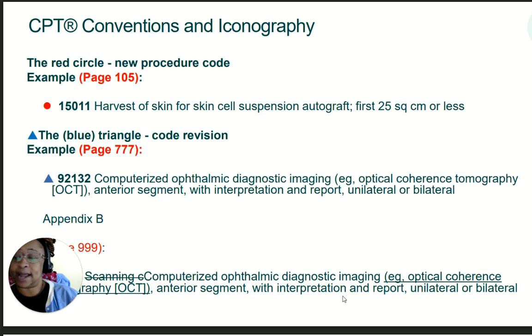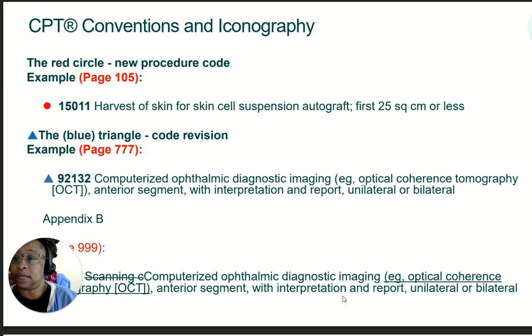Now, we're looking at different things in your CPT book that you want to pay attention to, and these particular symbols are important. You have a red circle that indicates a new procedure code has come into effect. This is only in your 2024 CPT code books. This particular code has already been added into 2025, so you won't see the red dot on code 15011. It's already been changed and it's a new code in 2025. Now, if you had a 2024 book, it will show up in there as a new code.